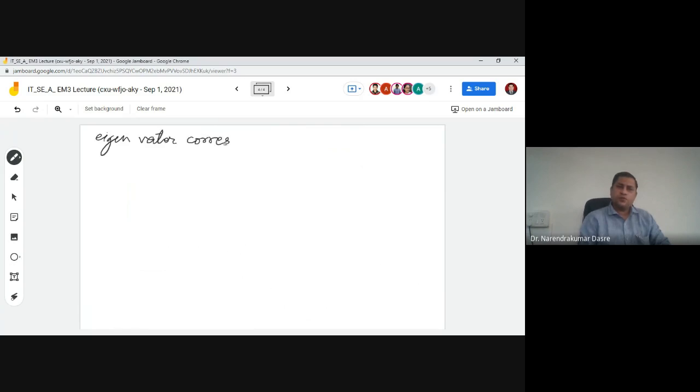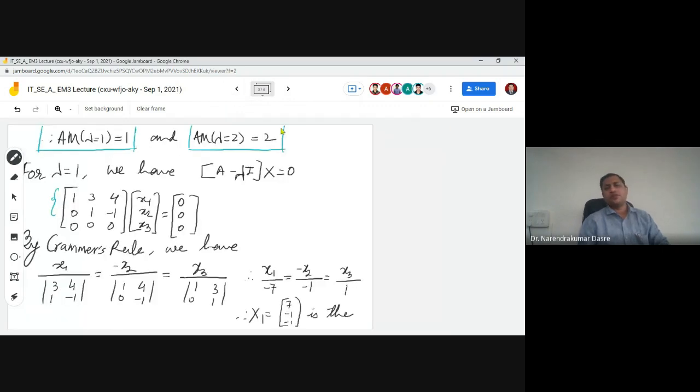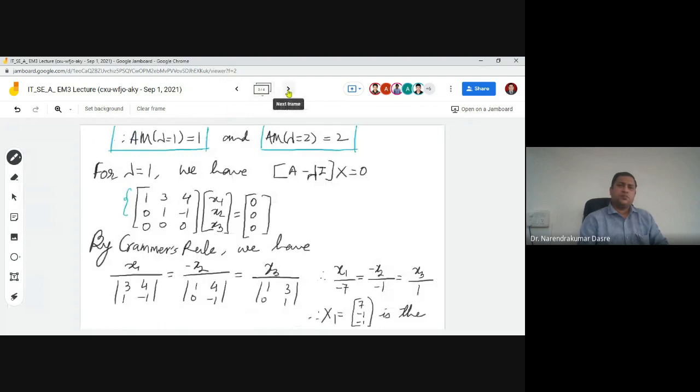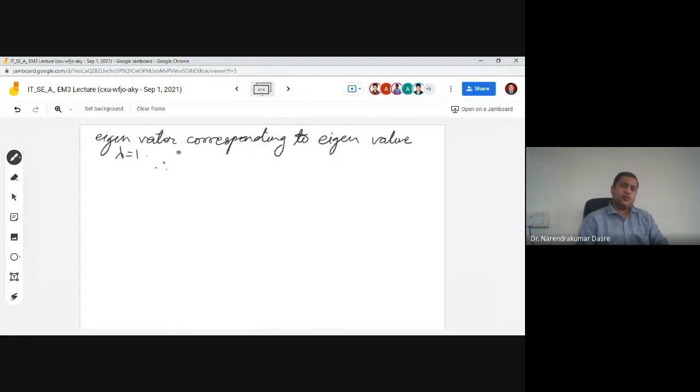So this is the eigenvector corresponding to eigenvalue lambda is equal to 1. So what is the geometric multiplicity of this eigenvalue? How many vectors are corresponding to lambda equal to 1? So the geometric multiplicity of lambda is equal to 1 is 1, because there is only one eigenvector corresponding to lambda is equal to 1.